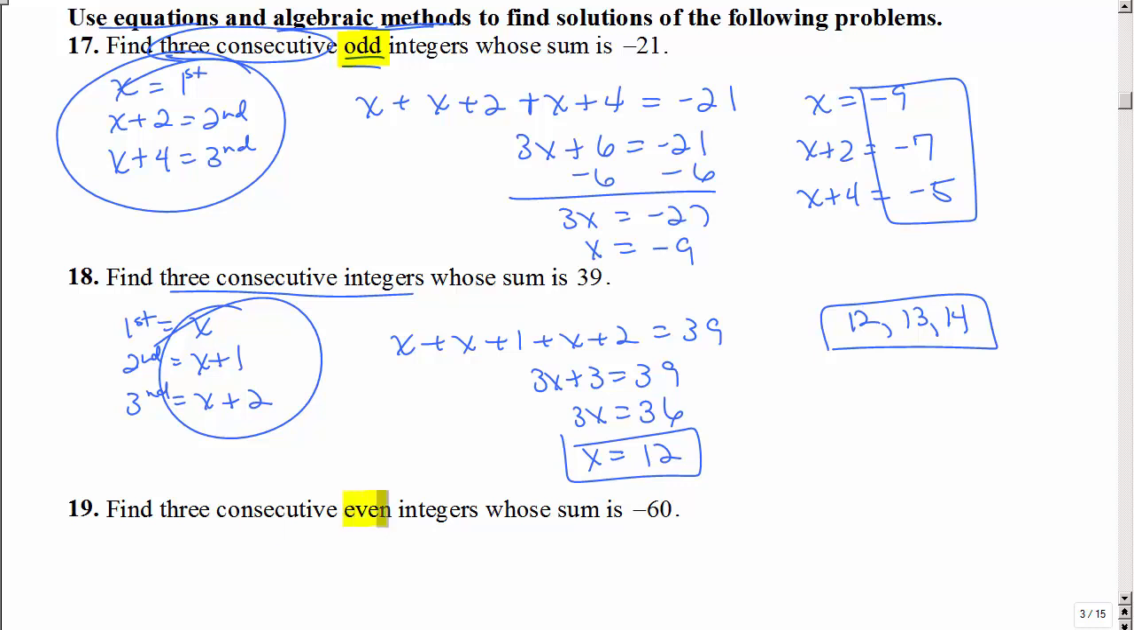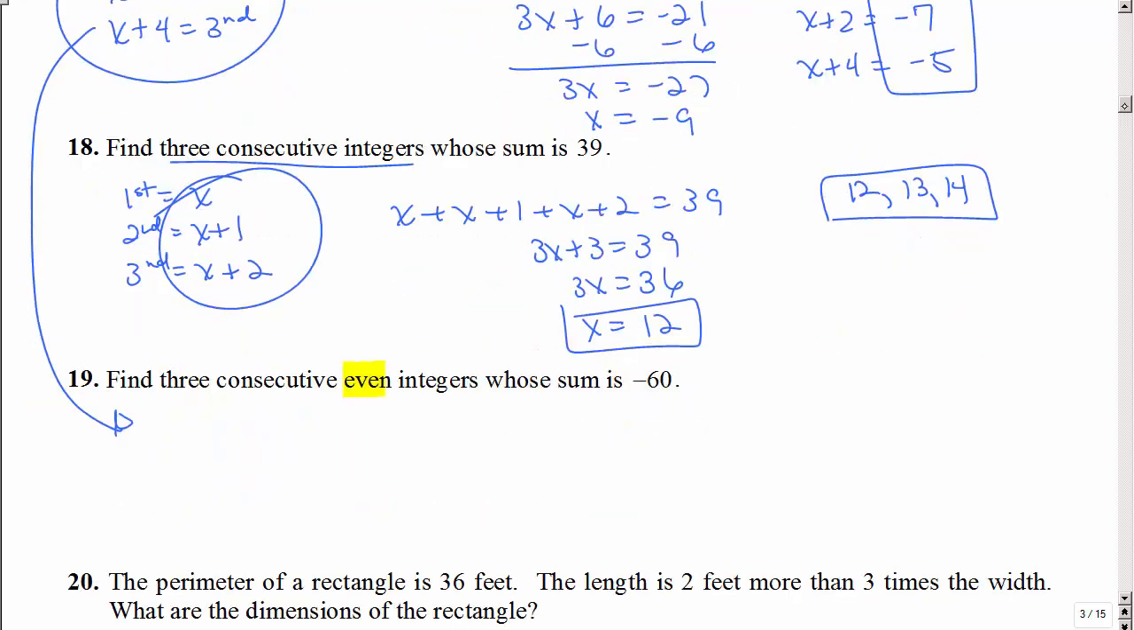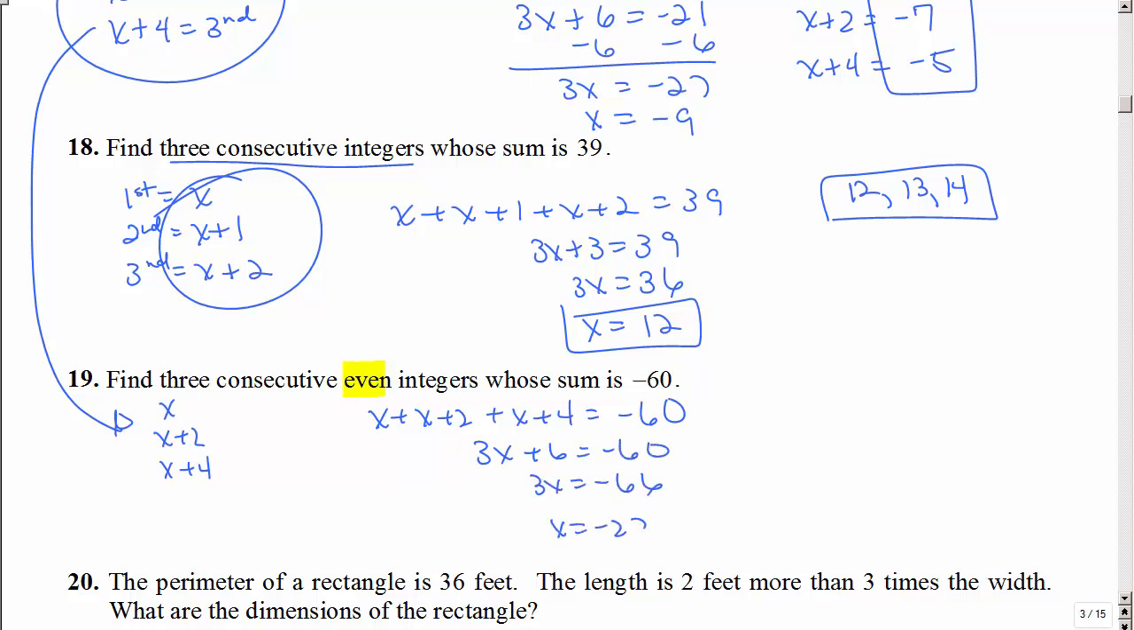Okay, so look at number 19. Now we have the word even. So we set them up just like the odd ones. Believe it or not, just like the odd ones. So we'd have x, x plus 2, and x plus 4. So we want to add those together and set them equal to -60. And again, not stopping, so if x is -22, x plus 2 is -20, and x plus 4 is -18. 3 consecutive even integers.